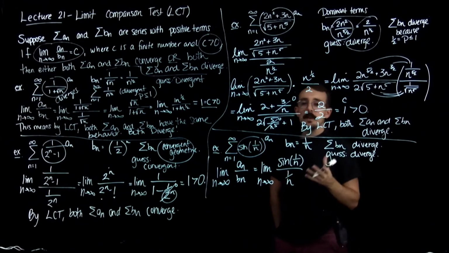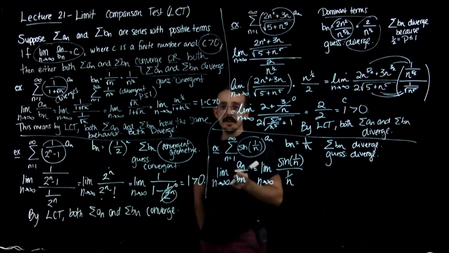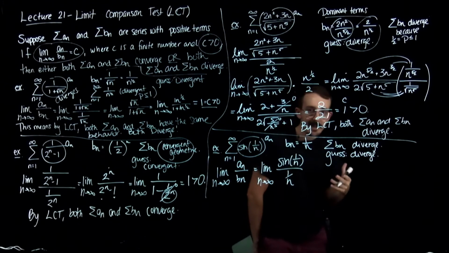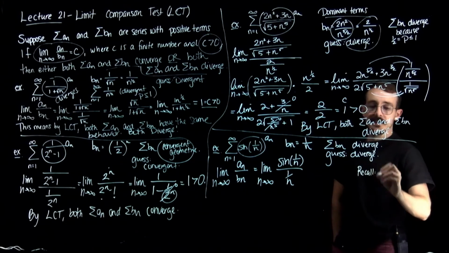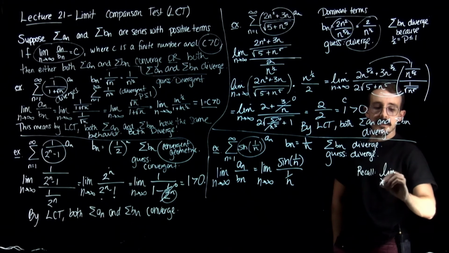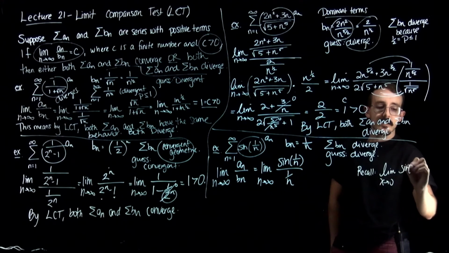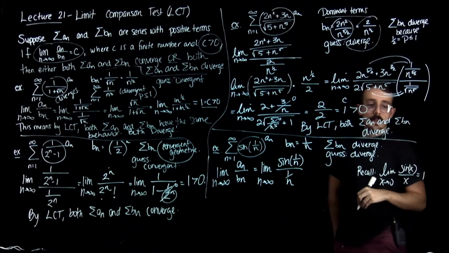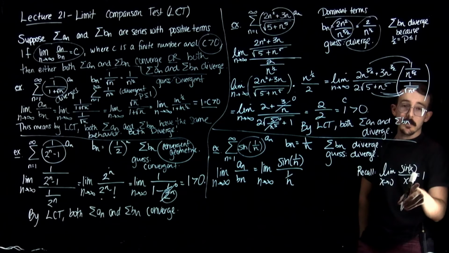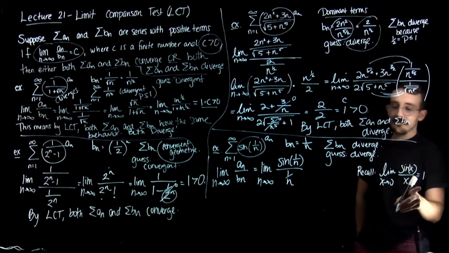Now this brings us to a special limit we learned in the beginning of Calculus 1, at least my class did. You need to recall this: the limit as x goes to 0 of sine of x over x is 1. You could prove that using L'Hopital's rule if you wanted to, but this is 1.